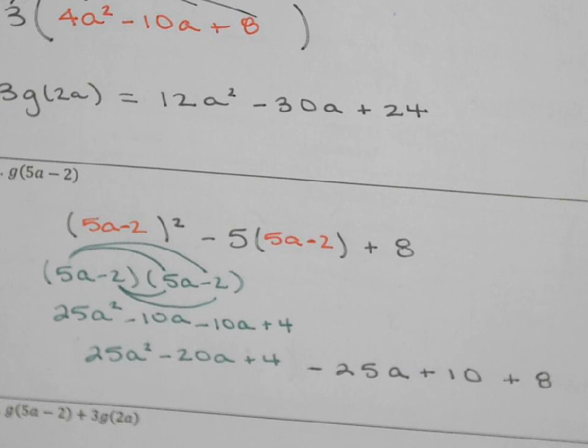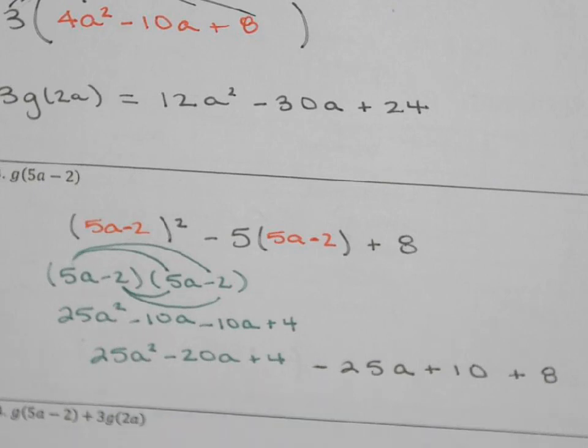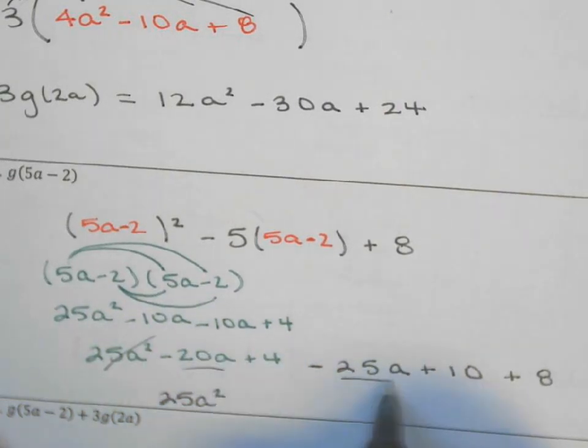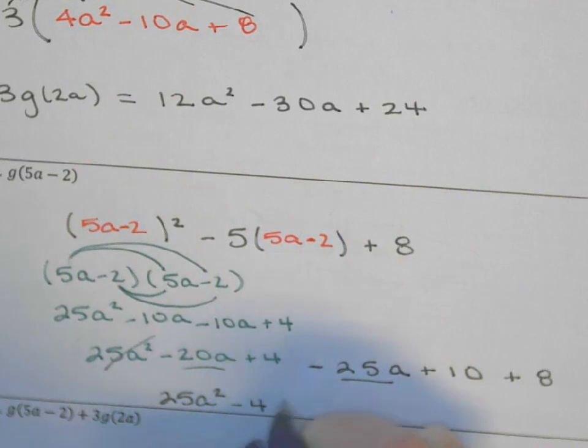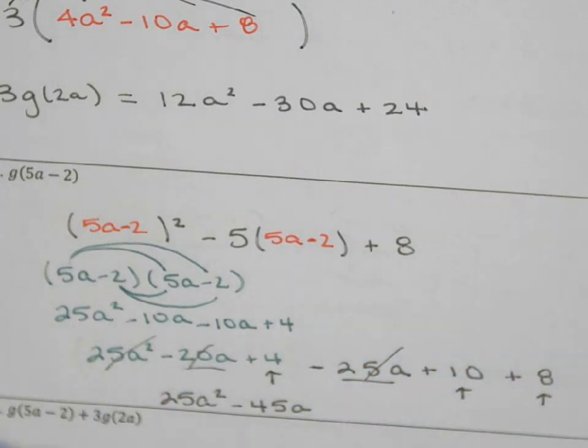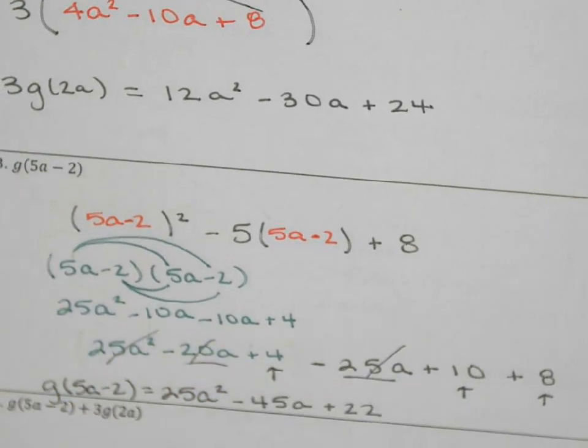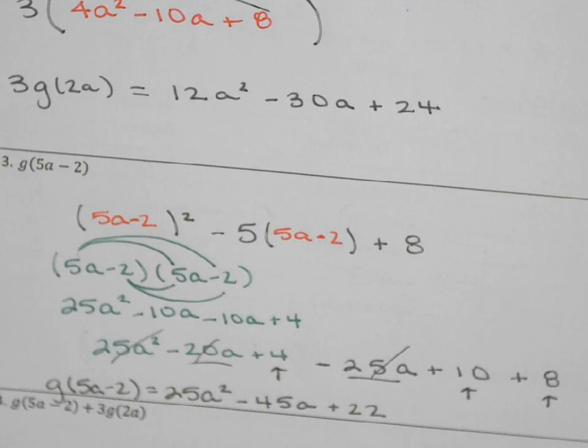Now go through and find like terms. 25a squared, I don't see any other ones like that. So I have 25a squared. That one's done. Negative 20a and negative 25a is negative 45a. Those are done. I have 4, 10, and 8. 22. And that should be done. So g of 5a minus 2 equals that polynomial that I found right there. Are we okay with that so far?